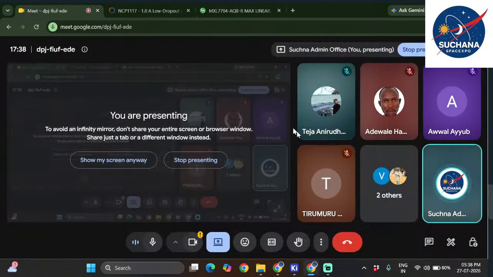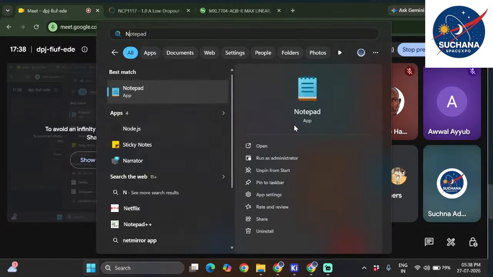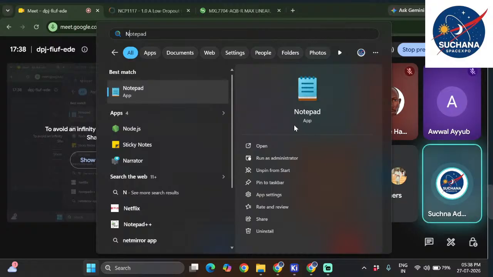So now can someone tell me which one has more features? Is it the PMIC, power management IC, MXL 7704, or NCP 1117 IC? What do you think, which IC will have more functionalities and capabilities? Let me go with Teja Anirudh. Can you just unmute yourself? Teja Anirudh. Between NCP 1117 IC and MXL 7704 PMIC, which one do you think has more capabilities and features?